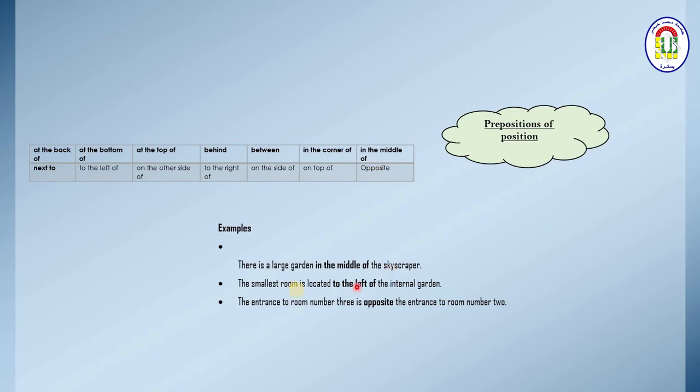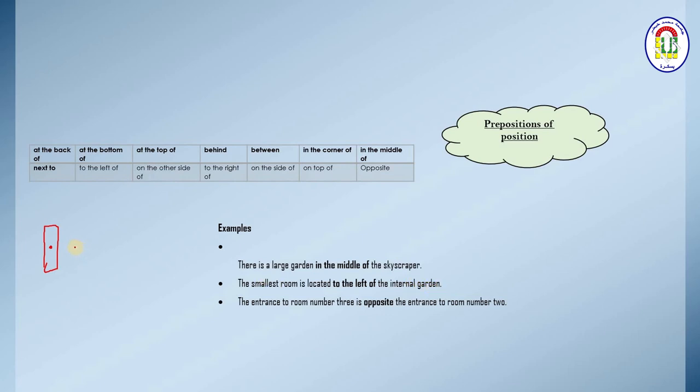There is a large garden in the middle of the skyscraper. So imagine that we have here a skyscraper. Okay? In the middle of it, we are going to find what? A large garden. Imagine the situation. The smallest room is located to the left of the internal garden.